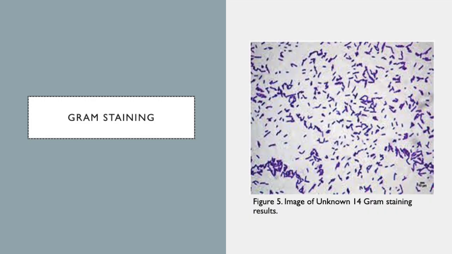Next are the results from gram staining, and note that the bacteria in this image are bacillus-shaped in single rods, and they turned purple upon the gram staining procedure.